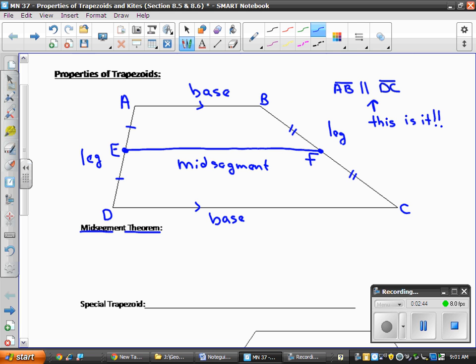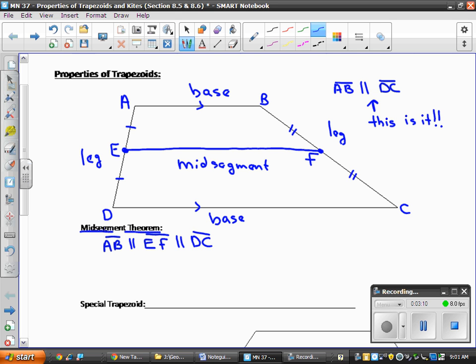There are two parts of this mid-segment theorem that are interesting. One is that the mid-segment will be parallel to your bases. So what we're saying is that AB is going to be parallel to your mid-segment, which is EF, which is also parallel to DC. So that's one interesting thing about the mid-segment theorem.